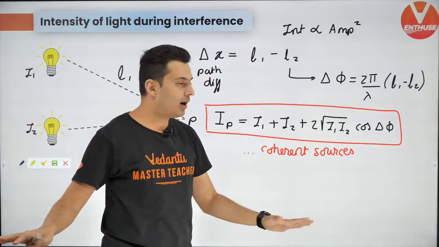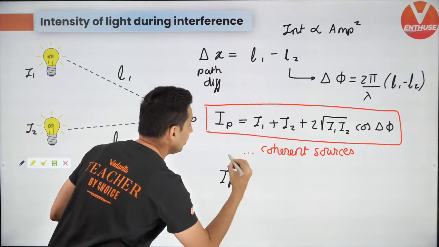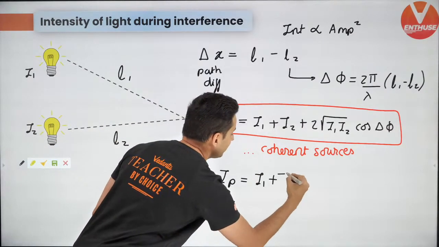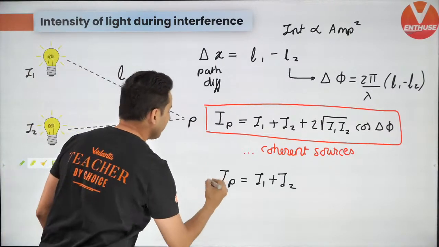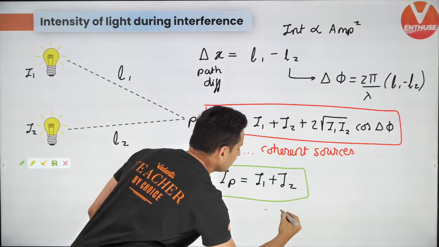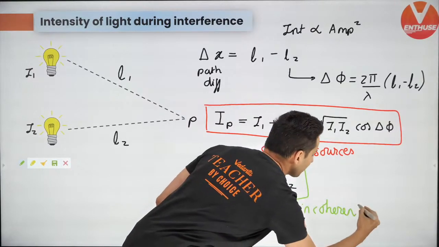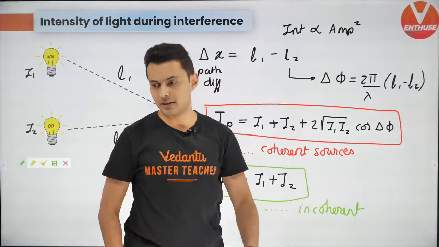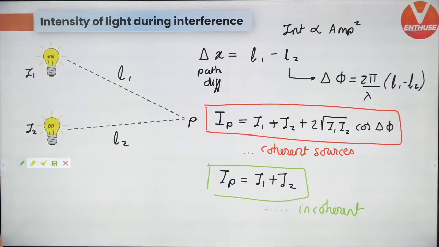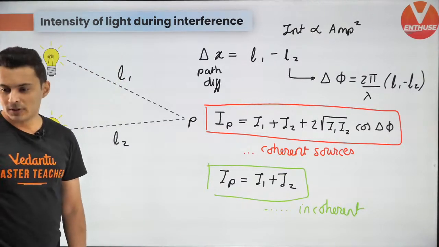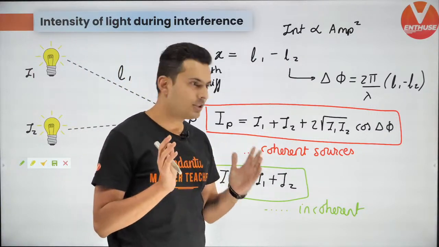It will vanish, and the intensity at point P will be just I1 plus I2, that's it. This is true when they are incoherent sources, or basically when they are not coherent. I hope this is clear. Is that understood, everyone?